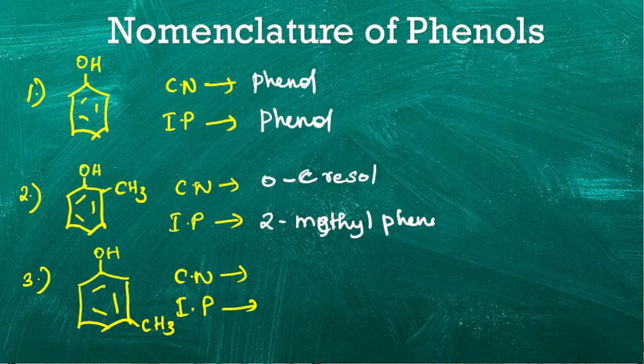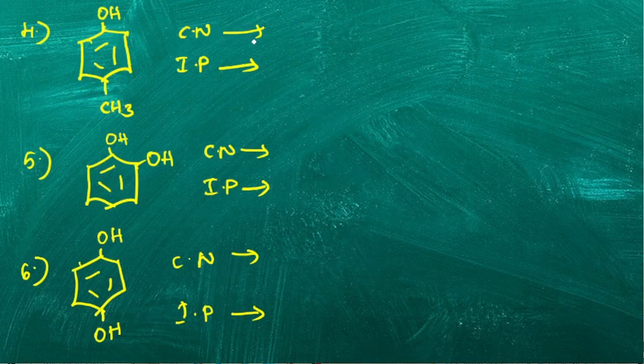Similarly, OH and CH3 are attached, but at the meta position. So it is called metacresol. Then what is it called? 1, 2, 3. The third position it is attached. So 3-methyl phenol. Moving on to the next compound, look here. OH and CH3 are attached at the para position. So paracresol. And what is the IUPAC name for it? IUPAC name is 4-methyl phenol.